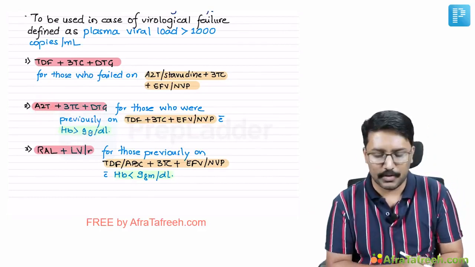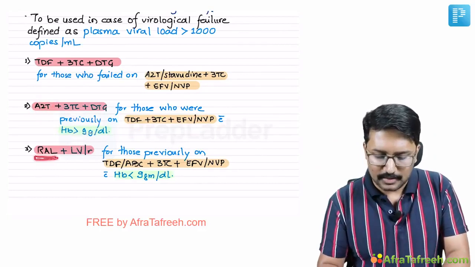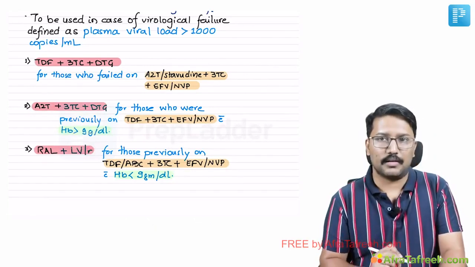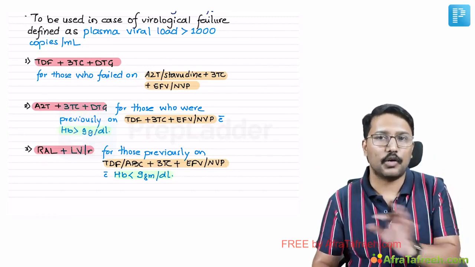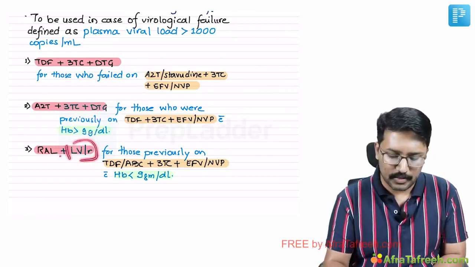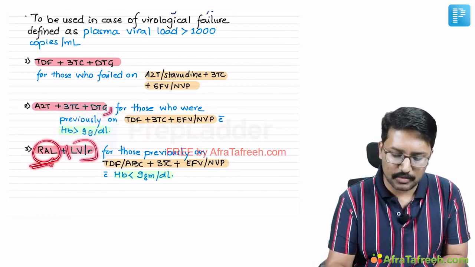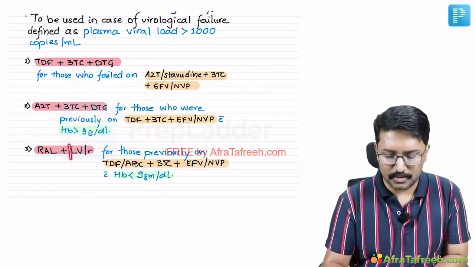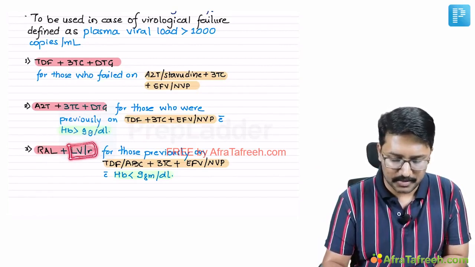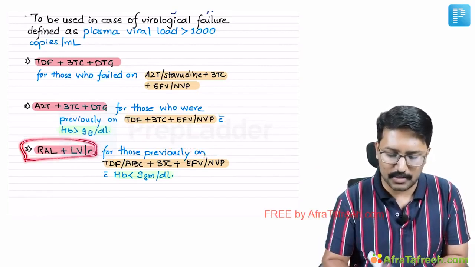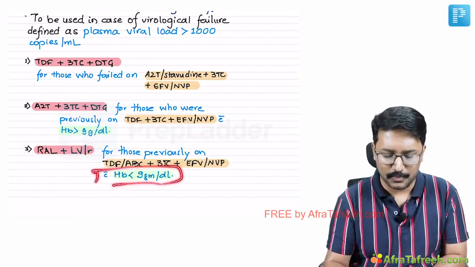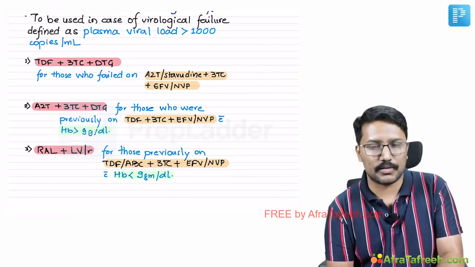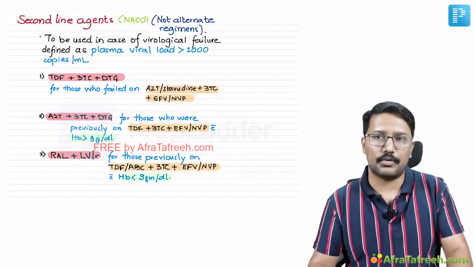So what can we do? We use a combination of raltegravir plus lopinavir, which is ritonavir boosted, right? So we call it lopinavir ritonavir boosted, that plus raltegravir combination. So in place of dolutegravir, here we are using raltegravir and we are using a protease inhibitor lopinavir, which is ritonavir boosted. So this regimen can be used if the patient is having anemia. This drug combination doesn't have much impact on the hematopoiesis, right? So these are the regimens I want you to remember.